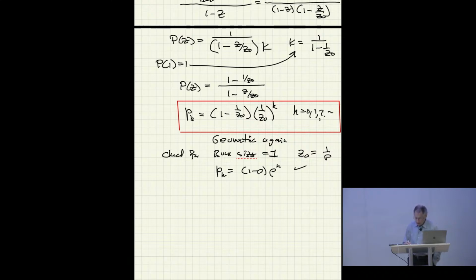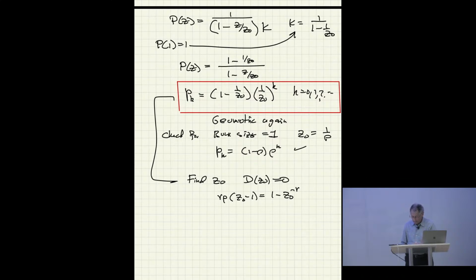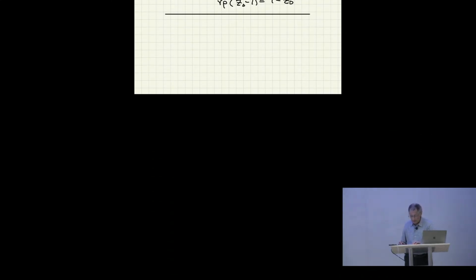And how do we find z0, by the way, up here? You find it by forcing the denominator at z0 to equal 0. And that gives the equation, the one we saw earlier. It's r rho z0 minus 1 is equal to 1 minus z0 to the minus r. Okay, so that's the end of that. We're going to move on to something else now.